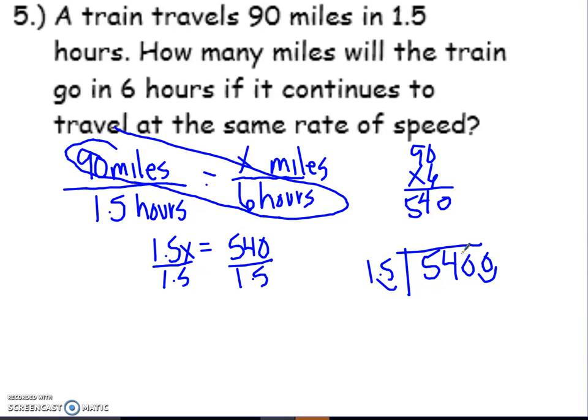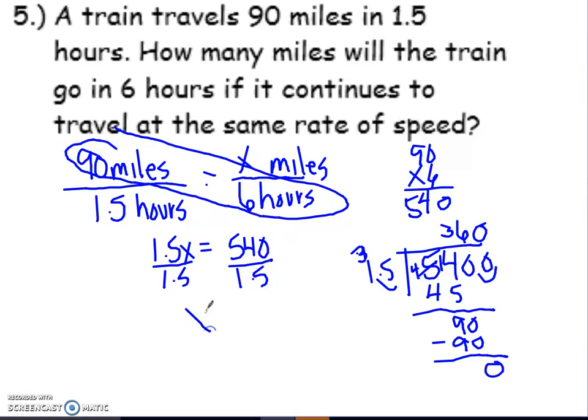15 can go into 54 3 times. 3 times 5 is 15. 3 times 1 is 3, plus 1 is 4. I'm going to subtract. I'm going to get 9. It's going to go in there 6 times. 6 times 5 is 30. 6 times 1 is 6, plus 3 is 9. And lastly it's going to go in there 0 times. So we're looking at 360 miles.